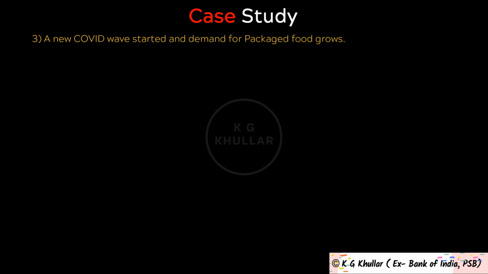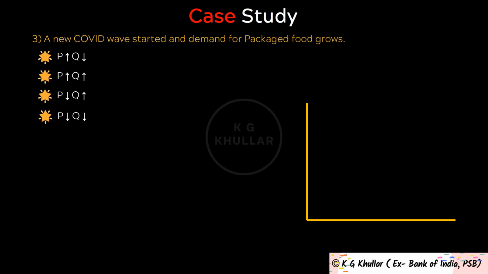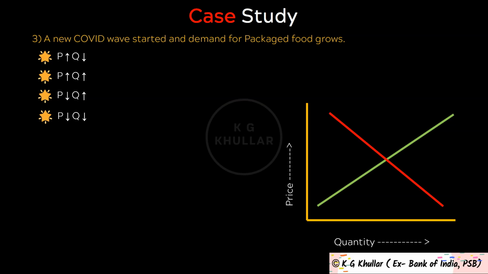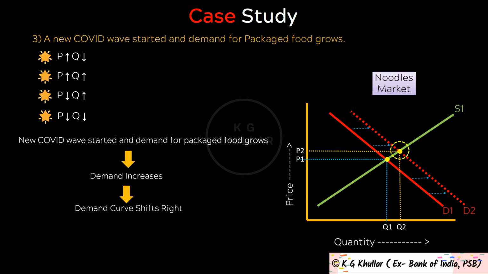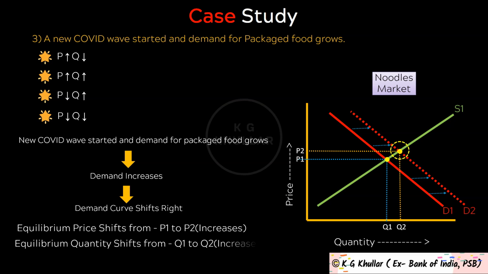Next question is, a new COVID wave started and demand for packaged food grows. And these answer choices are given to you. Friends, again please pause the video and draw the graph yourself. So as you can see in this question that demand has gone up. And we have learned that when demand goes up, the demand curve shifts rightward like this. Let's say this new demand curve is D2 with new equilibrium price of P2 and new equilibrium quantity of Q2. And as you can see, the new equilibrium price increases and new equilibrium quantity also increases. Thus the correct option for the given question is option B.